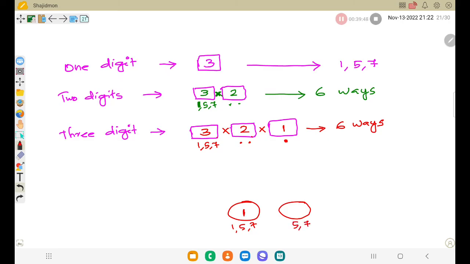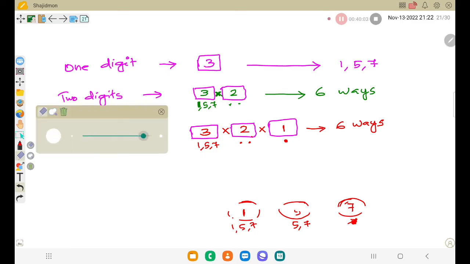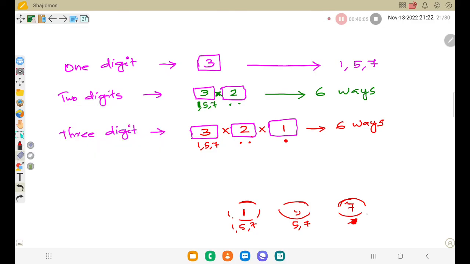Here 1, 5, 7, 3 possibilities. So I wrote 1 here. For the second digit, what are the possibilities? 5, 7. So I am writing 5 here, for example. For the third digit, what is the possibility? Only 7, because repetition is not allowed, correct? Only one number is possible here. So 157 is that 3 digit number. Like that, how many ways can we write? There are 6 ways we can form the 3 digit number.